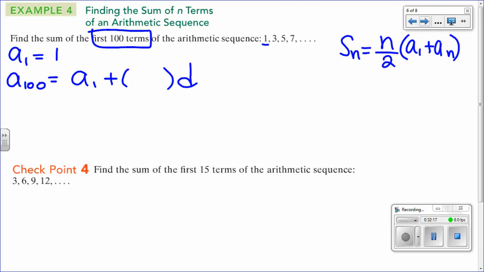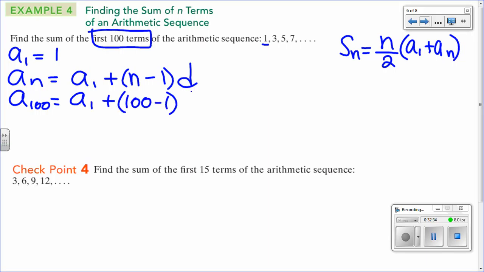N minus 1, right? So let's write it in general terms then. Just put n minus 1. Let's make this an n. So if we're trying to find a sub 100, it will be the first one plus 100 minus 1 times the common difference. Now, where is the common difference going to come from? And so that one comes from here.